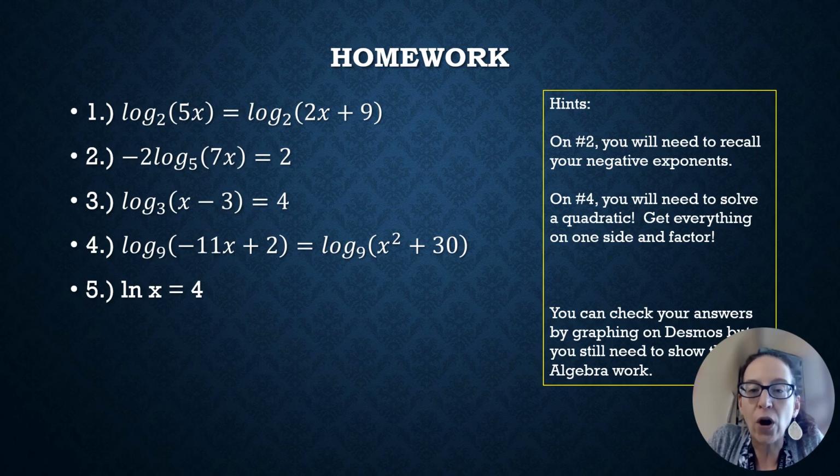On number 4, you will need to solve a quadratic. In case you don't remember how to solve quadratics, you want to get everything on one side of the equal sign and factor. It is a simple factoring problem. And then you can check your answers by graphing on Desmos, but you still need to show the algebra work. You are welcome to graph these in Desmos and see where the graphs intersect in order to check your algebra, but you should be showing the work.